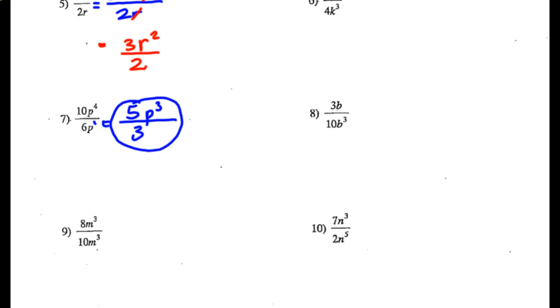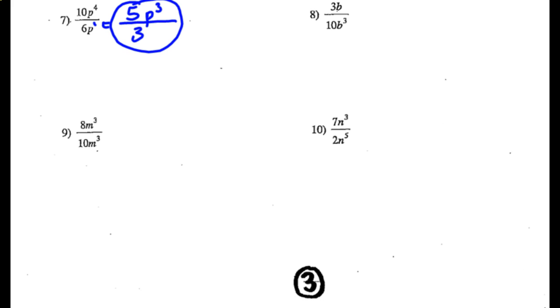Actually, let's talk about one more property here. There is also another special property when this happens. Let's look at number 9. We've got 8m to the 3rd over 10m to the 3rd. So, remember we're going to subtract these exponents because the m is the same base. So this will be m to the 3 minus 3, which is 0, and I put it up top. This is an exponent of 0, and that can happen. We'll talk about that, but let's finish these numbers off first.